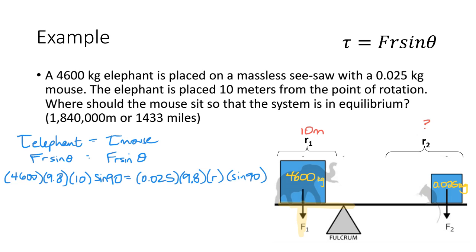You can see that on both sides of the equation there are things we can cancel, which gives us a total radius of 1,840,000 meters. I'm located in Detroit, so that's about the distance between Detroit and Roswell, New Mexico. That's a really long seesaw.